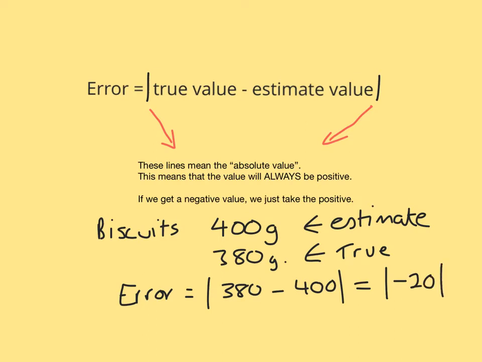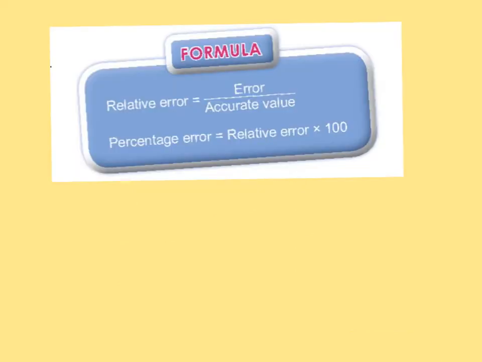Well, we know that grams, weight, height, there's loads of things that cannot be negative. So what we actually say is that's just 20 grams. Okay, so that's the error. So when you come across something like that, you just simply drop the negative sign. But there has to be the presence of these lines here, the absolute value.